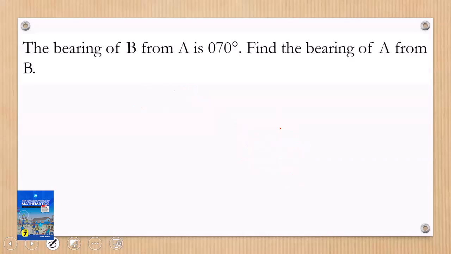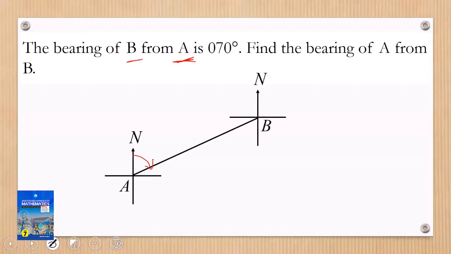Now, let's take an example. The bearing of B from A is 70 degrees. Find the bearing of A from B. So you can see the reverse. The bearing of B from A is 70. So I am at point A here and I'm moving to point B, because the question says the bearing of B from A. So from A, I move an angle of 70 degrees, okay, and get to the point called B. So the bearing of B from A is 70.